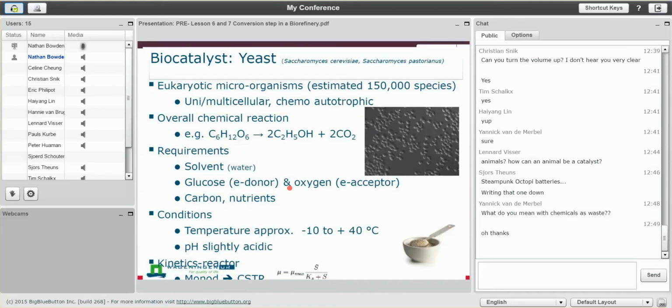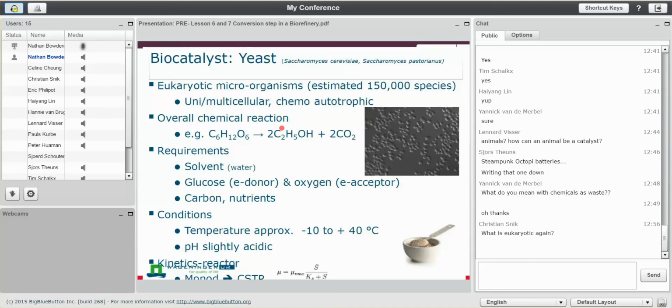Biocatalysts, such as yeasts, are eukaryotic. They have a cell nucleus. They are unicellular, but also multicellular chemical autotrophs. So they use chemicals rather than photosynthesis. Yeah, eukaryotic: eu means true in Greek, and karyote means seed. So they have a nucleus.